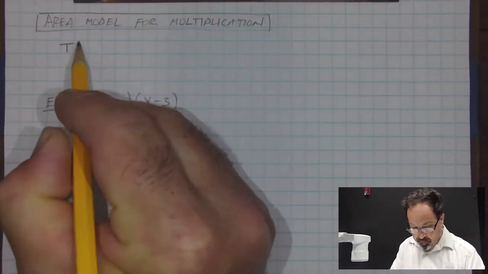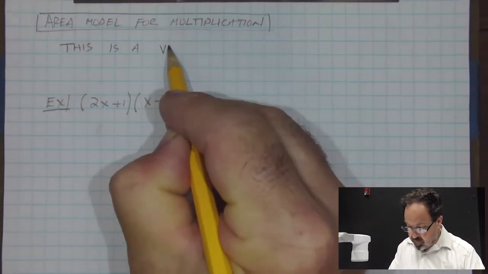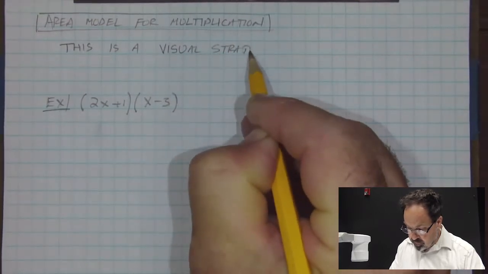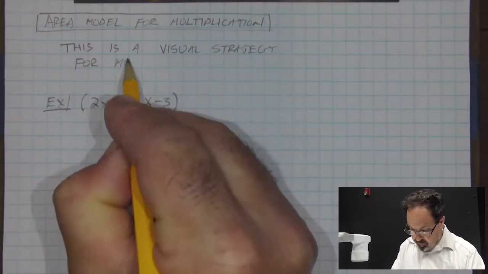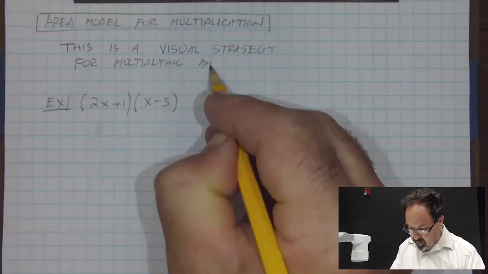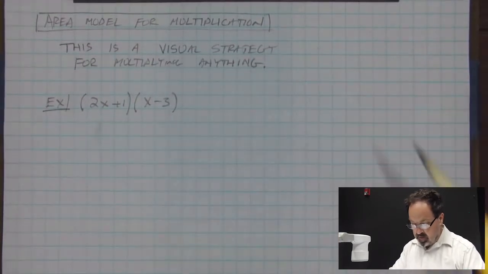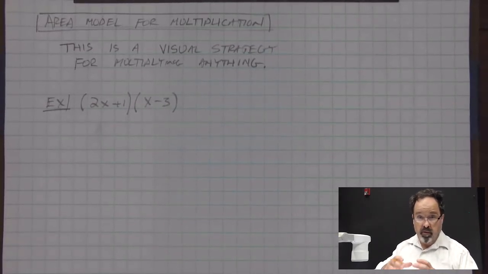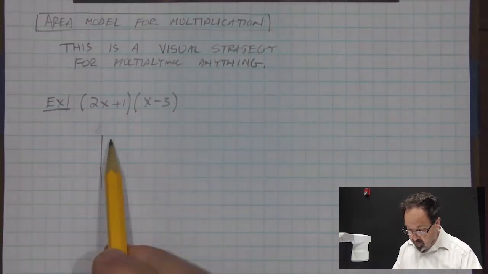The area model for multiplication is a visual strategy for multiplying anything. And what we're going to start with is multiplying two algebraic expressions. It's visual because it's a way of organizing it so that we can produce the answer by starting with a rectangle.